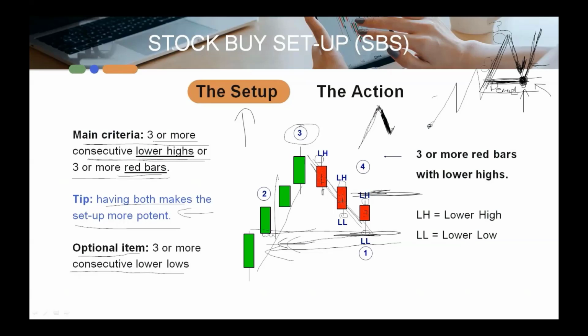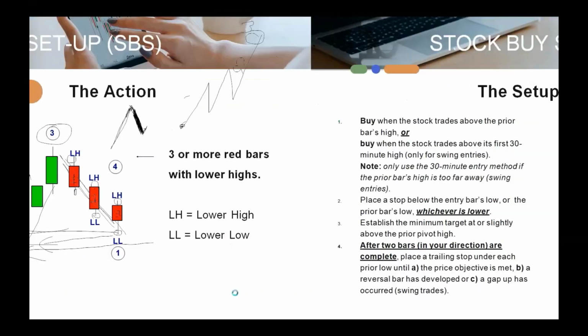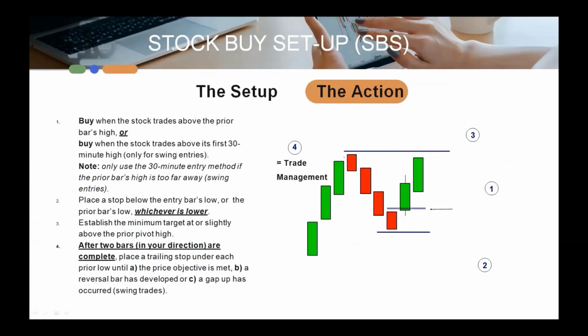Because Randy's zone was so good, there was such high quality competition at those prices that it couldn't even get there. But we still have a beautiful setup. This is going to allow us to get what's called an action or execution, which is the next slide. The action in trade management: how do we pull the trigger on this? We're going to have red bar, red bar, red bar, red bar, and then we're going to buy when the stock trades above the prior bar's high.